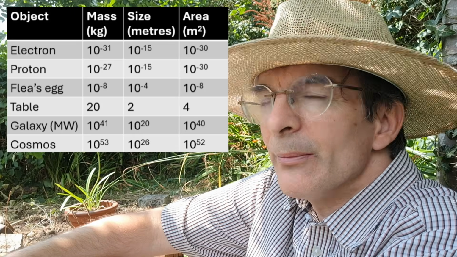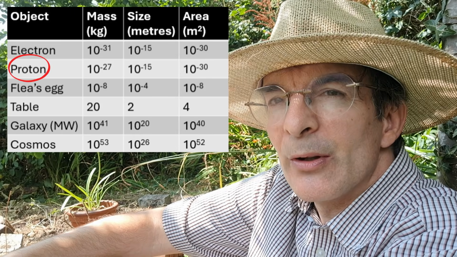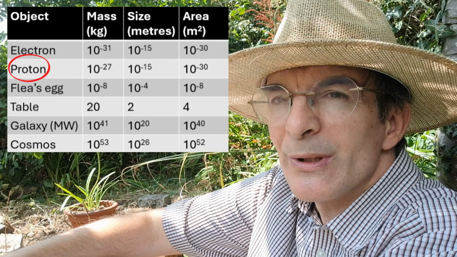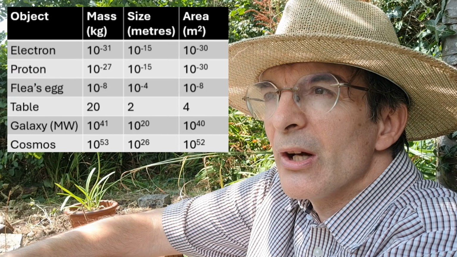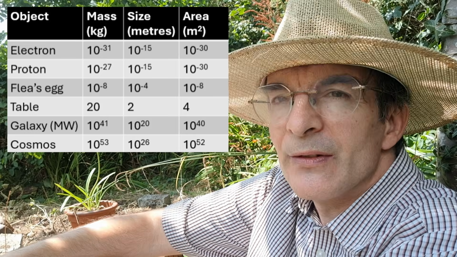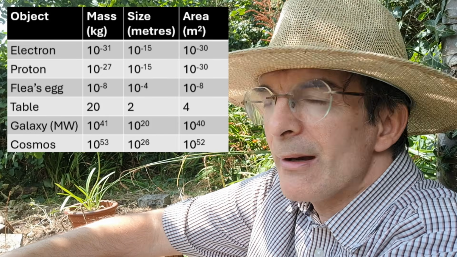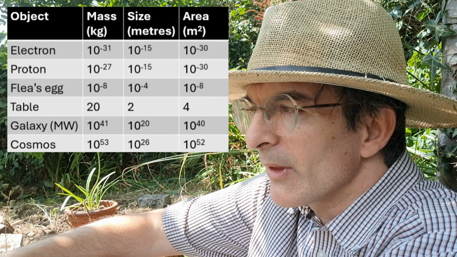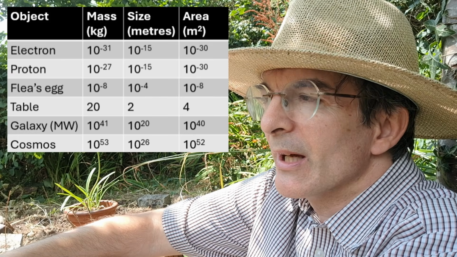So, okay, we have a reasonable agreement here. The mass is 10 to the minus 31, and the area is about 10 to the minus 30. Now we look at the proton. Second row is a proton, and this is probably the worst agreement of the lot. The mass is about 10 to the minus 27. The size is about 10 to the minus 15 again. And the area is 10 to the minus 30, so we're about 1,000 times out. But most of these are much better than that.